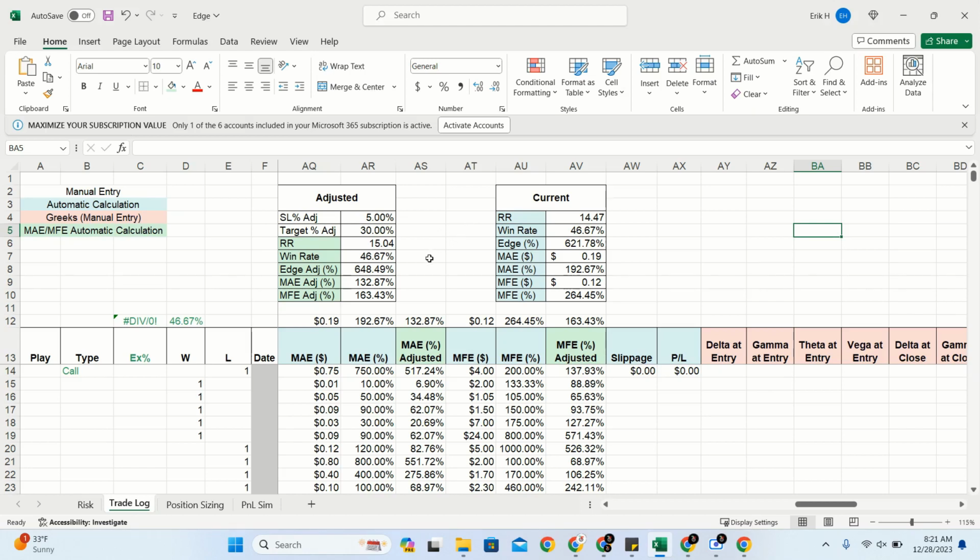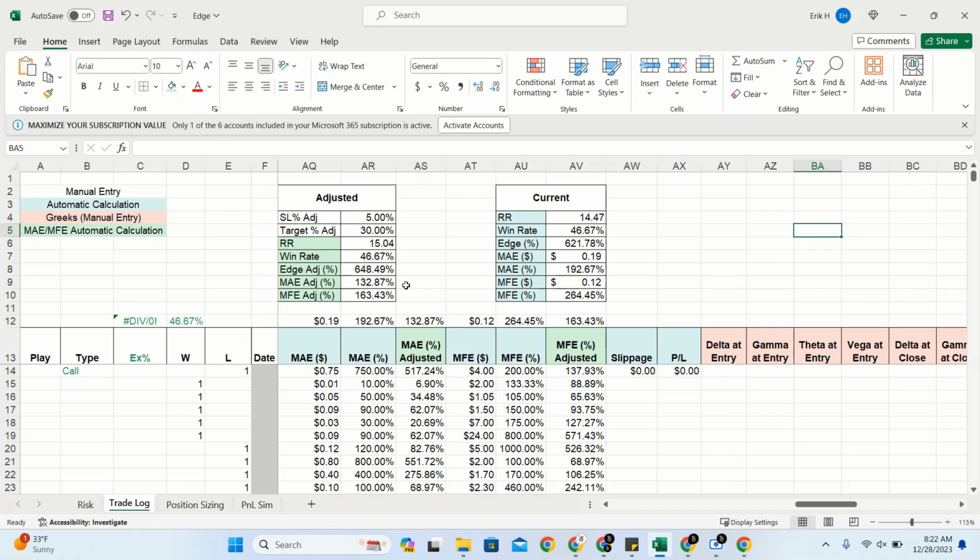But let's say we didn't have the same win rate. How would we know? Well, let's look at this adjusted edge. Is 648 higher than 621? Yes. So this is the better strategy here. How did this affect our MAE? This tells us the amount of wiggle room we have from a stop loss perspective. 130%, okay, not bad. But what about our MFE?